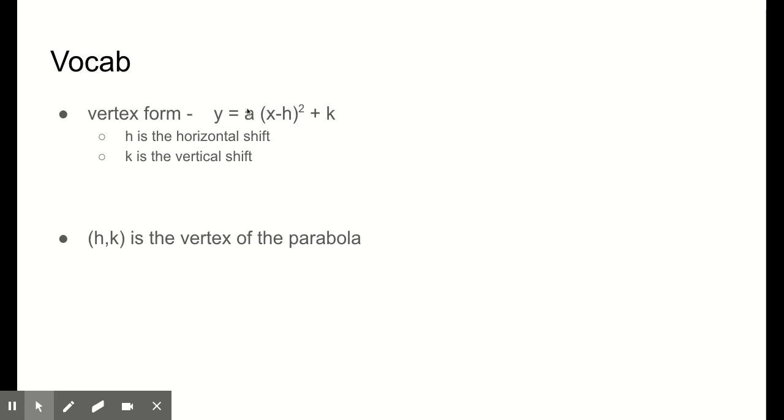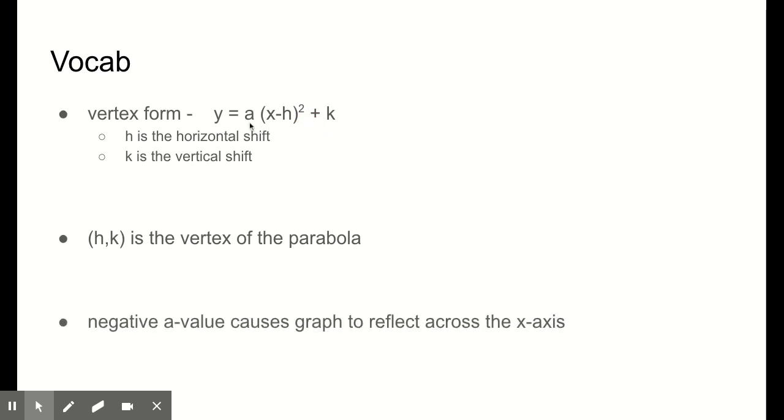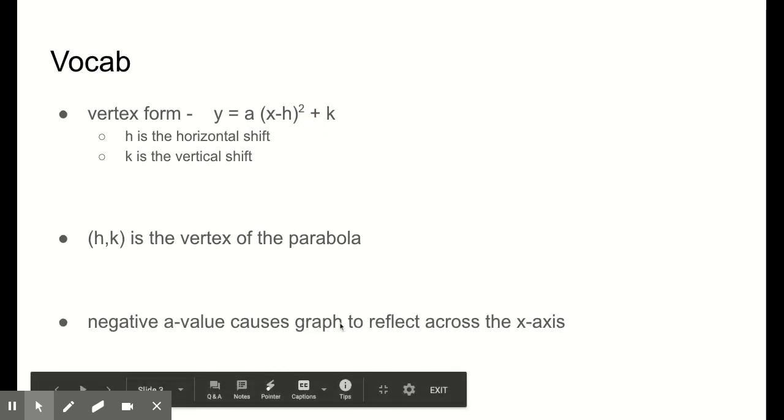Now notice we also have this other variable that's hanging out in front of our equation. And the a value, for now, we're strictly looking to see if a is positive or negative. And if a is a positive value, that's going to cause our graph to open upwards. But if a is negative, that's going to cause our graph to reflect across the x-axis. And that's going to cause our parabola to open in the downward direction.